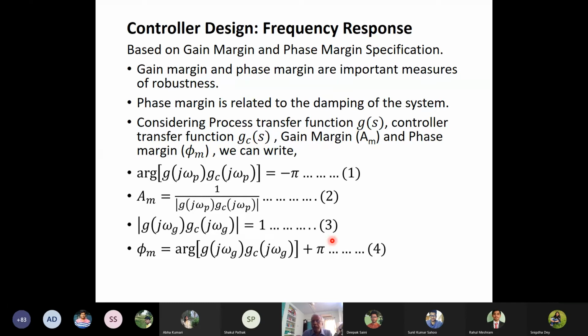So gain margin and phase margin are basically used to take care of these estimation errors in the process parameters. Also, the phase margin is related to the damping of the system. The more damping in the system, the more sluggish the response will be, but the robustness of the controller will also increase. So if I increase the phase margin, the damping of the system will also increase.